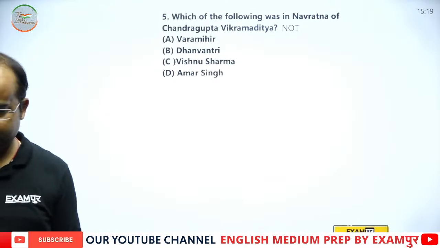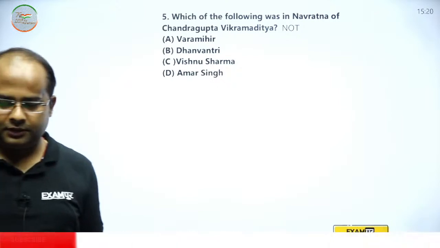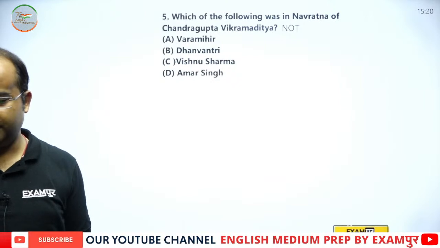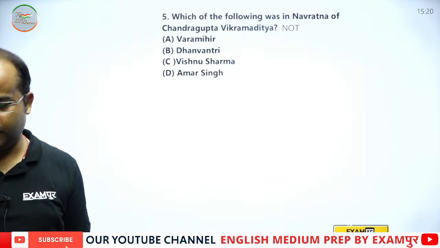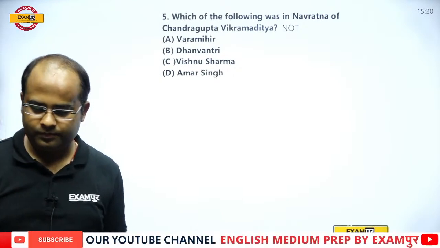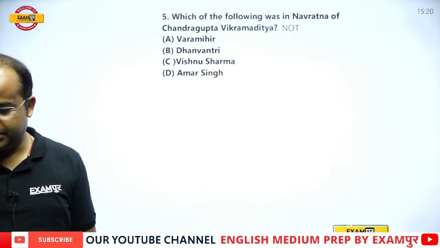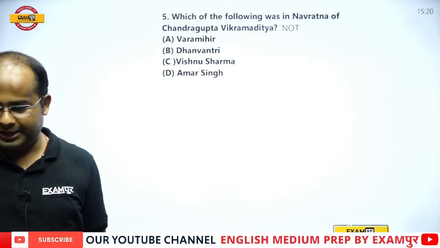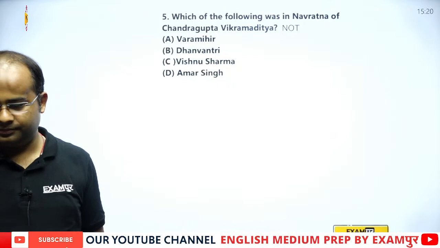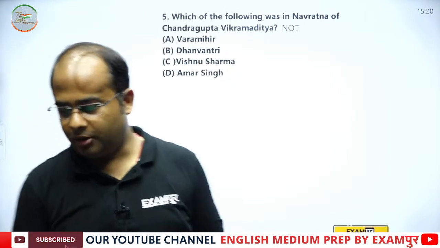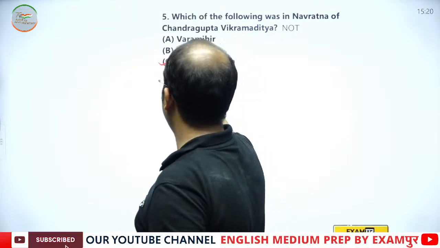Let's see the correct answer. Not in the Navratna of Chandragupta Vikramaditya. Is it Varamihir, Dhanvantari, Vishnu Sharma or Amar Singh? Okay, let's see. Harshit is saying option C, that is Vishnu Sharma. Okay, let's see some other answers. Guys, if I talk about who was not in the Navratna of Chandragupta Vikramaditya, that was Vishnu Sharma.